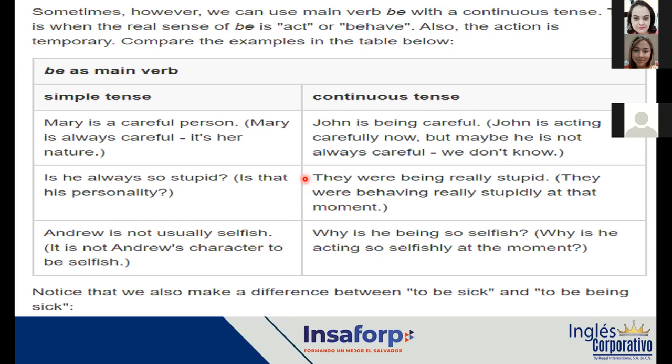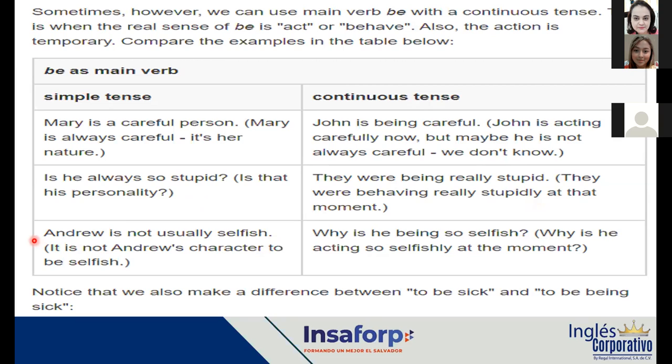Okay. So right now we are using the same verb be to refer to the same action, but as you can see, when you use it in the simple present and when you use it in the continuous, it completely changes the meaning. Because if you use in this case the verb be in the present continuous referring to the same thing, that they were being really stupid, is because you're trying to say that their behavior, su comportamiento at that moment, was really stupid at the moment. So that's the meaning that we're giving to the verb be when we are referring to the same thing.